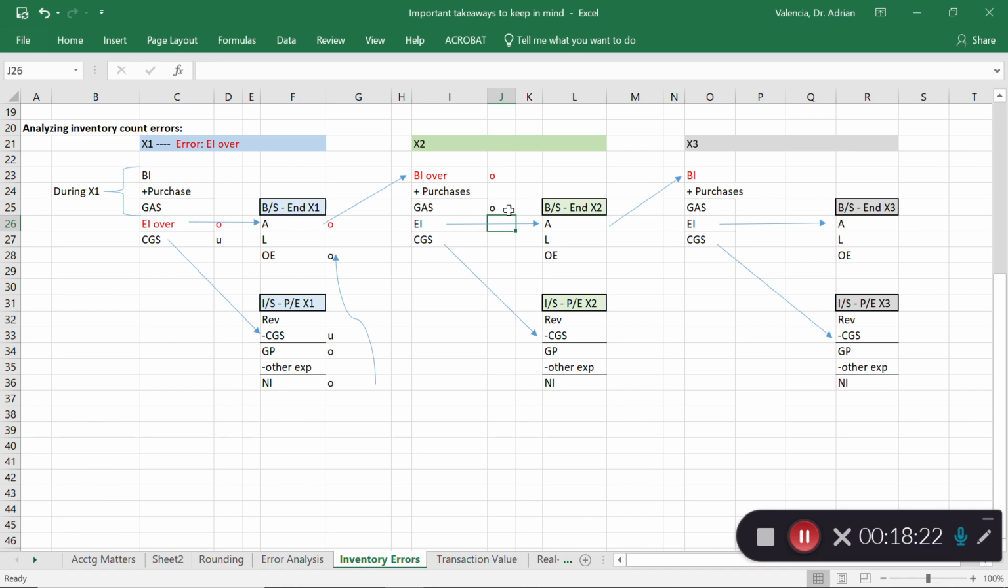Then in X2, I'm going to do a physical count, right? And this physical count is correct. The ending inventory physical count in X2 is correct. Remember, we're analyzing one thing at a time. So when I do this, if goods available for sale is overstated, and I subtract ending inventory for the correct amount, then cost of goods sold naturally will be overstated.